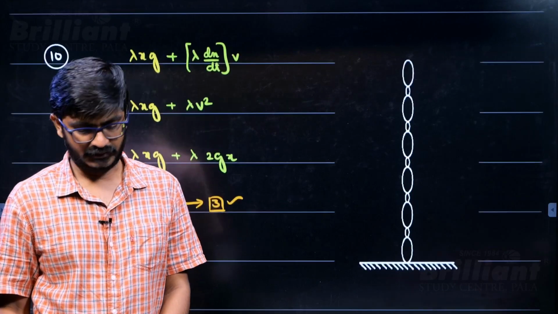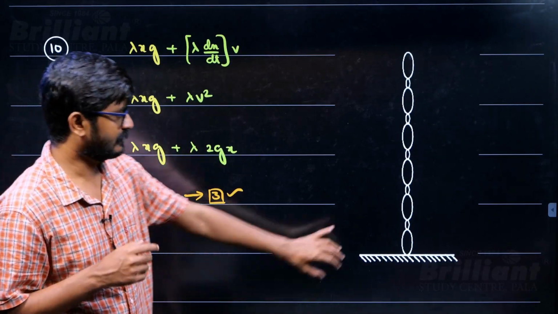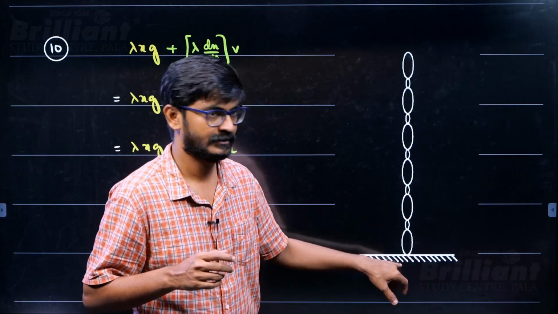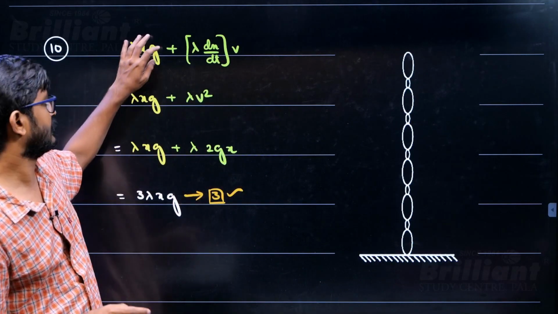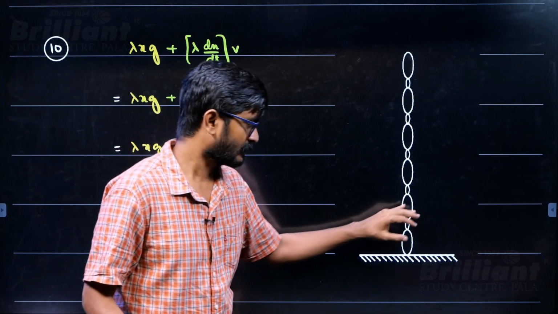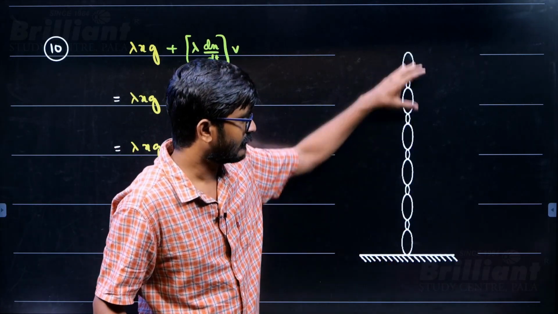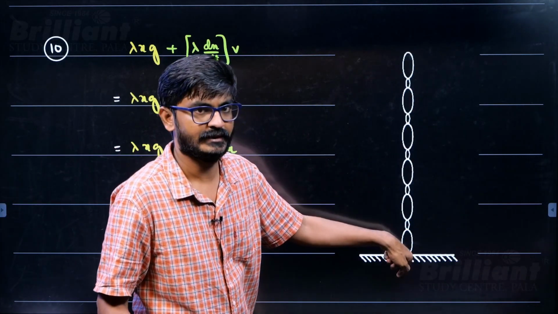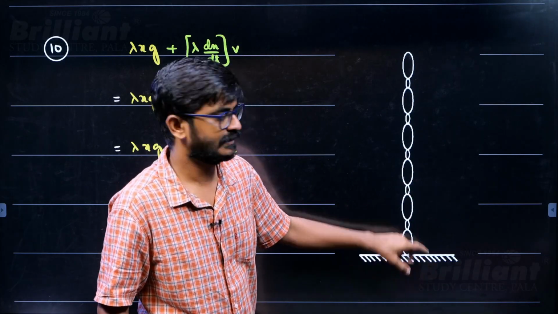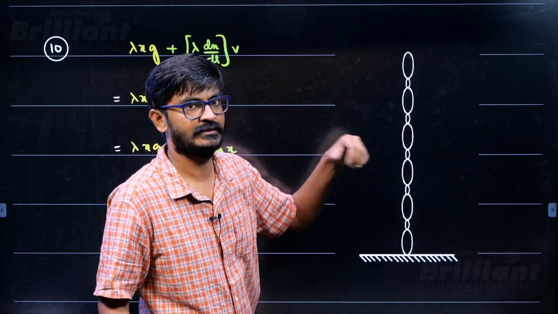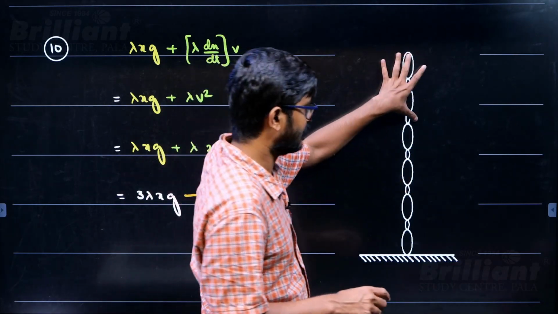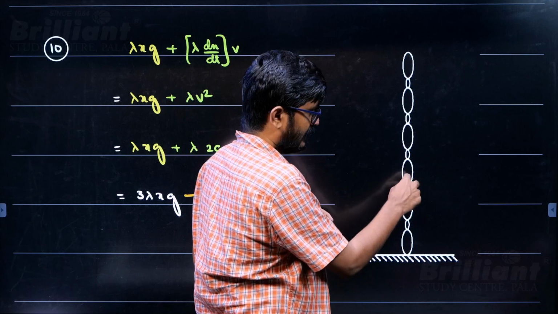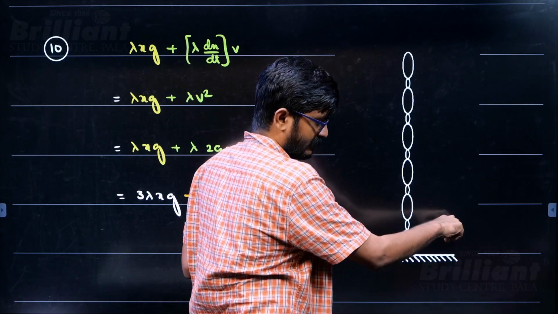See, now let us go with the generalized case. Let me say this x length has fallen here. So what is the weight here? Lambda into x into g. So that is the weight. Not only that, once x has fallen, the remaining part will have some speed, root of 2gx. Let me say this point is coming here with a velocity v.